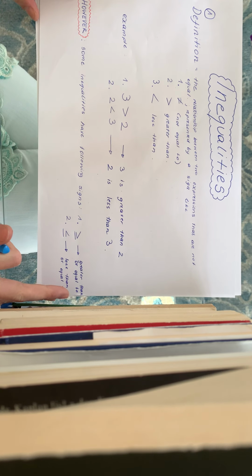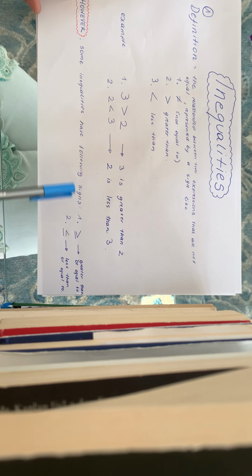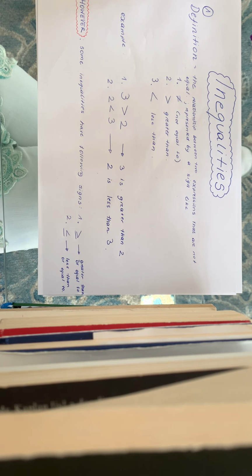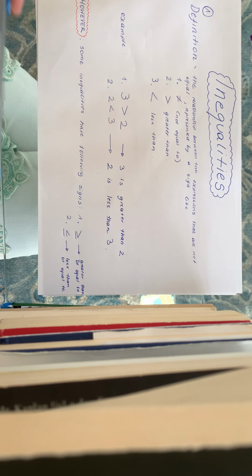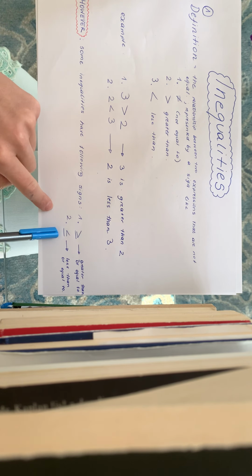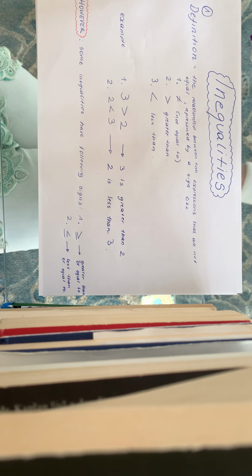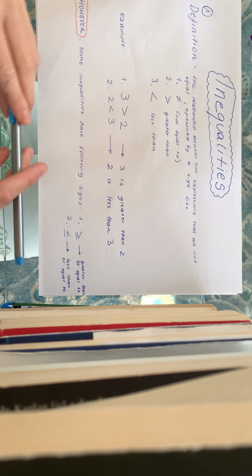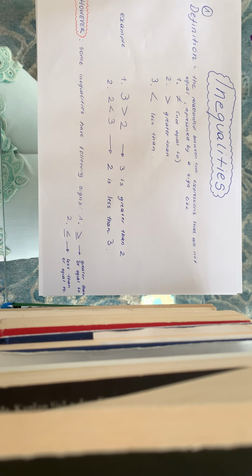Some inequalities, however, have the following signs, like number 1, which is the greater than sign with a little line underneath. That means that it is greater than or equal to. And number 2 is the same as less than, but also has the line underneath, which means that it is less than or equal to.